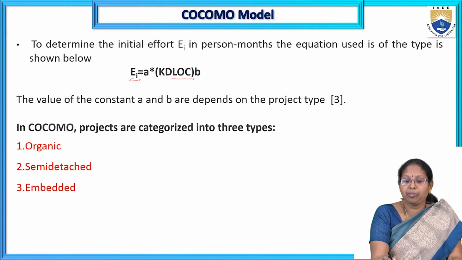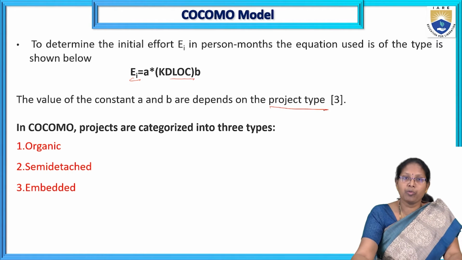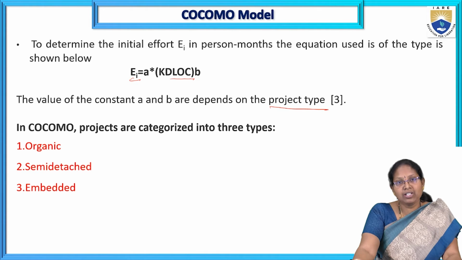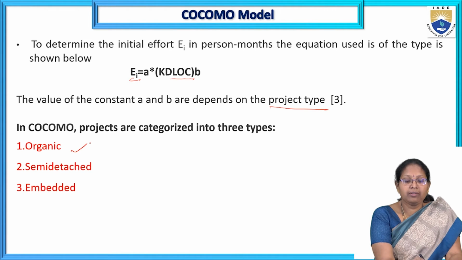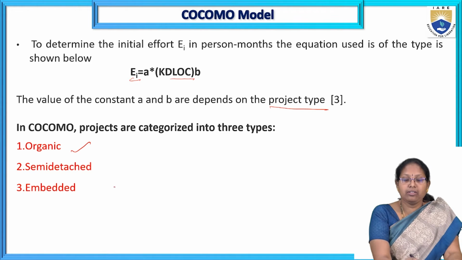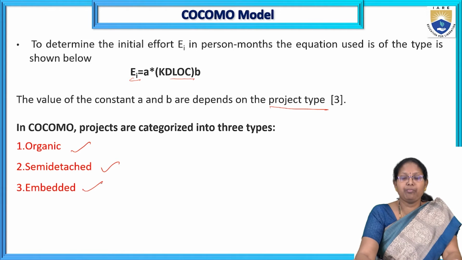So that's why the project type is important in the COCOMO models. COCOMO models can be applied for calculating the effort and the time schedule for various kinds of projects. What are the categories of those projects? The categories are organic projects, semi-detached projects, and embedded projects.